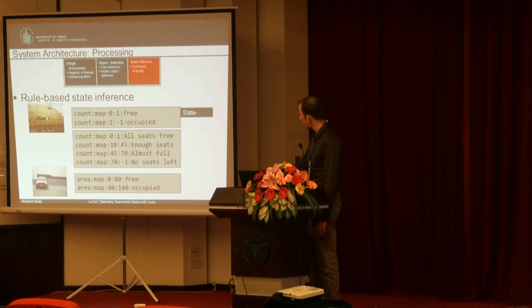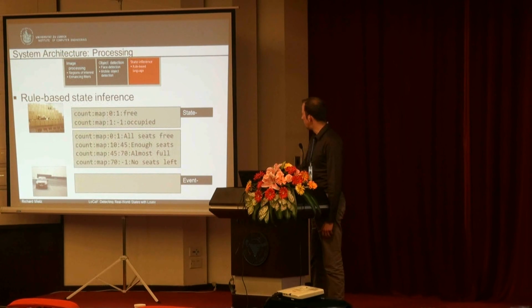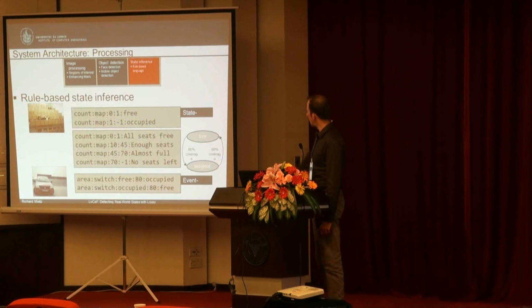So we have another option, to not map the states, but to have an event-based approach, where we have a state machine. In the beginning we are free, and if the threshold of 80% is exceeded, then we switch to the occupied state. So as soon as the car parks and it is detected, at least 80% of the area is covered, and so it switches to occupied. Then it stays there for a while, and if it drives away, then again 80% is detected and it switches back to free.